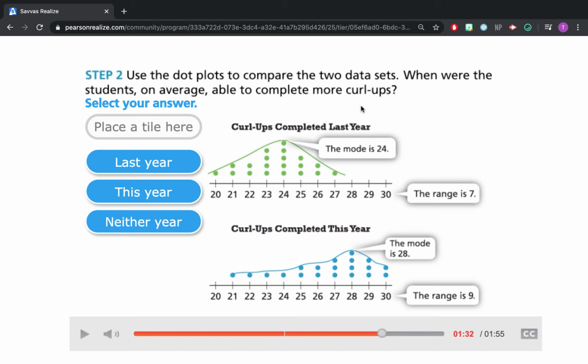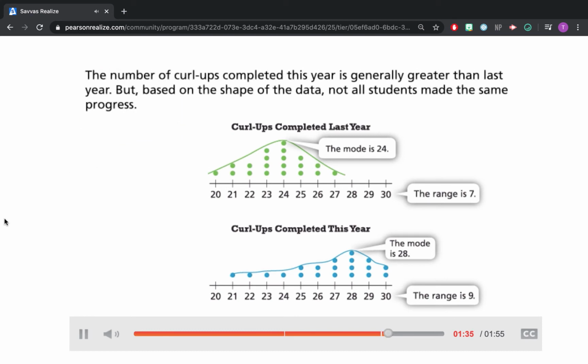You can't quickly calculate the average, but you can look at it and say which one looks like there's more curl-ups, and it's definitely this year. Because you can see the shape of the distribution, or where the dots line up, they're further to the right. They're lying on the larger numbers. So that's basically telling me my mean or my average is going to be a little greater this year compared to where it was last year.